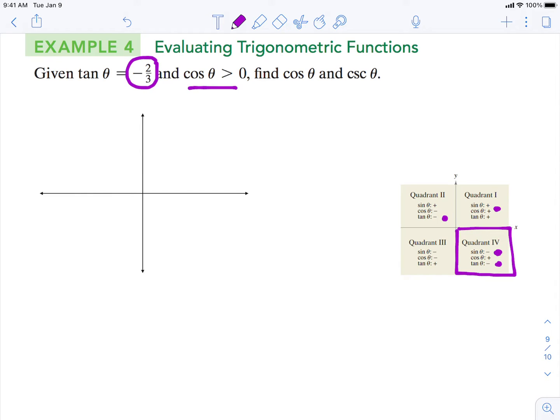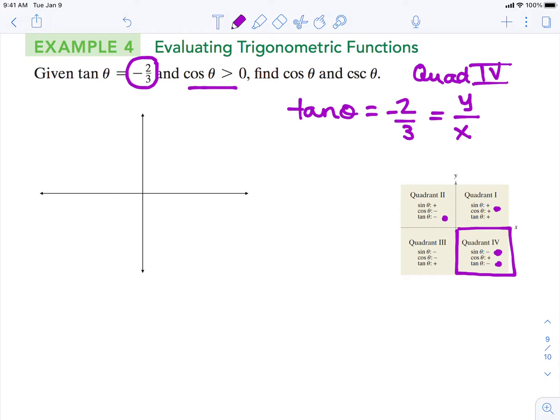So this angle falls in quadrant 4. Now we gave you that the tangent of the angle is negative 2/3. Well, to find the tangent of an angle, you take y over x. So our y value could be a positive or negative 2, and then our x value could be a positive or negative 3. We have to decide where to put that negative.